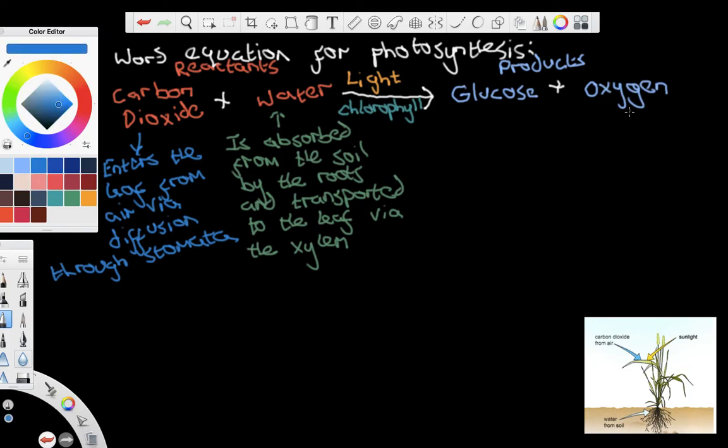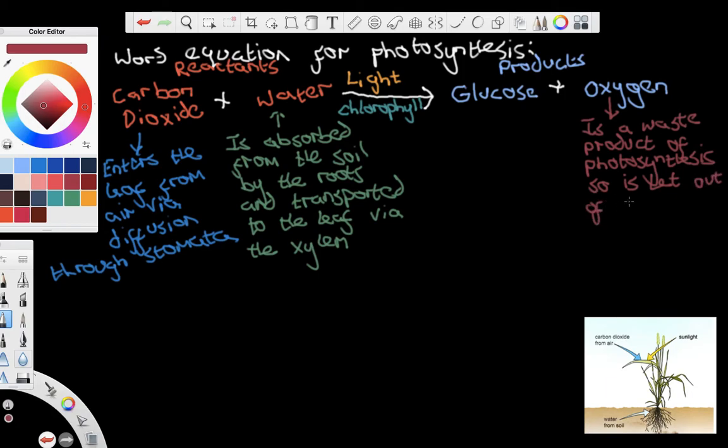Oxygen is a waste product. So oxygen is a waste product of photosynthesis, so is let out of the leaf by diffusion into the atmosphere.